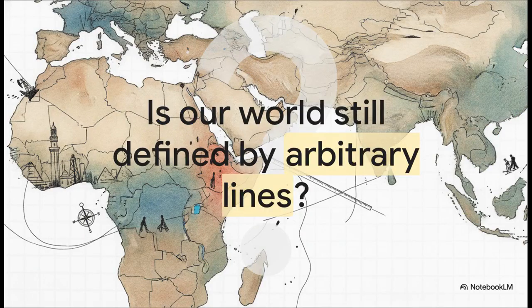So, as we look at today's headlines, how much of our modern world is still defined by the arbitrary lines drawn on a map a century ago? The complex, sometimes triumphant, and often tragic nation-building of the 20th century in the Middle East and Africa isn't just distant history. It's the very blueprint of our current geopolitical reality.